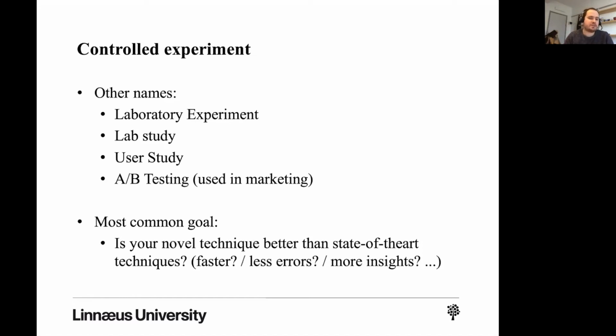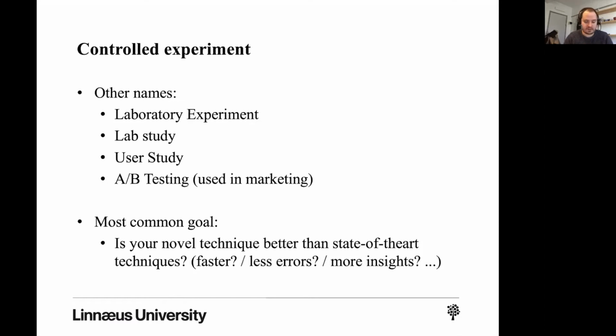There are many names that people give to that, like a lab study or A/B testing. I've heard that many times. It took me a while to understand that A/B testing was actually the same thing as a controlled experiment, but people also say user study or something like that. So usually these are the comparative ones, right? This is the one you use when you want to compare something.